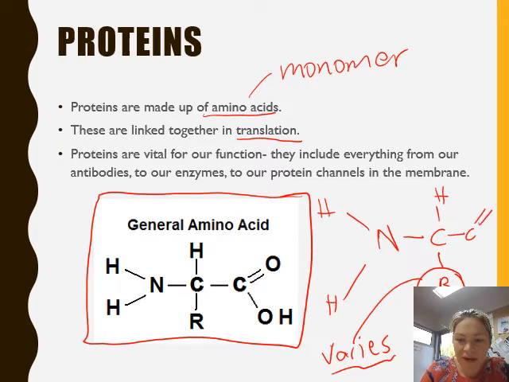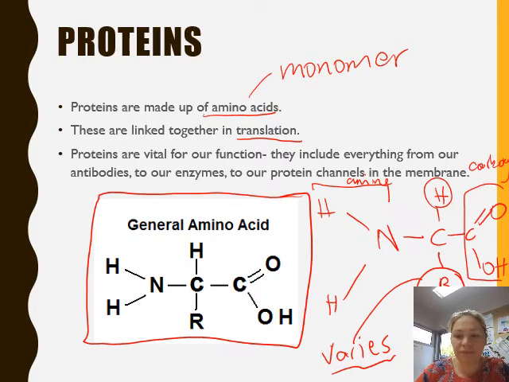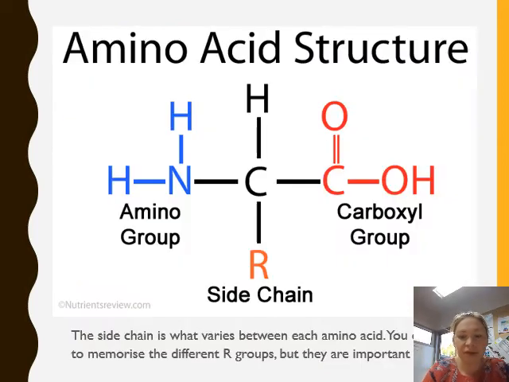We then have a carboxyl group on the other end. So we need to know that we've got an amine group here at the front, our central carbon in the middle attached to a hydrogen and a variable R group, and then a carboxyl group at the other end. And we need to be able to draw that structure. Here's another image showing the different groups in some colours so that it's a bit easier for you to understand.